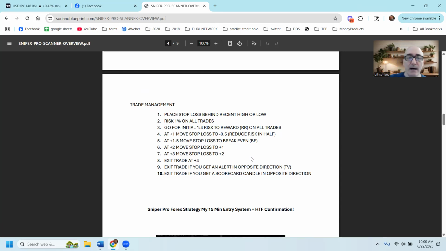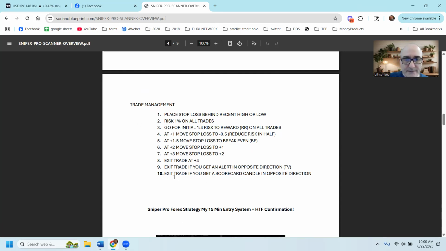Or you would exit the trade if you get a scorecard candle on the Sniper Pro scanner going in the opposite direction. Doesn't need to be any other further confirmation there. If you get that scorecard candle, you'll probably want to exit the trade. So these are the trade management rules here.